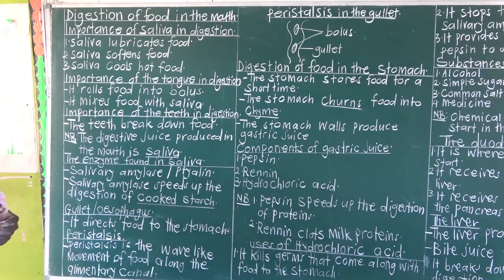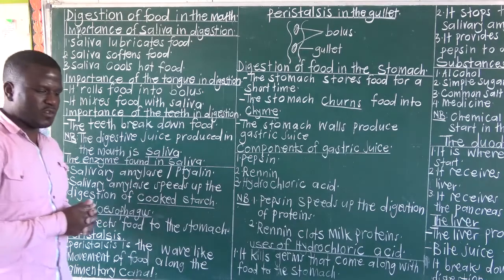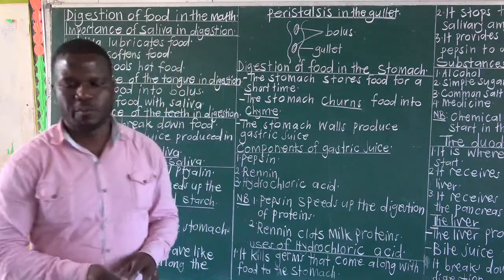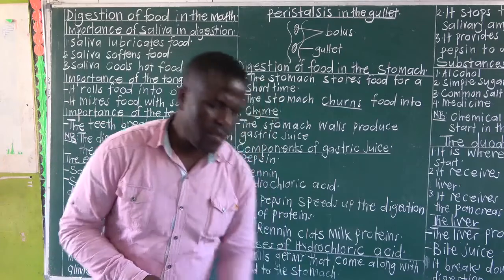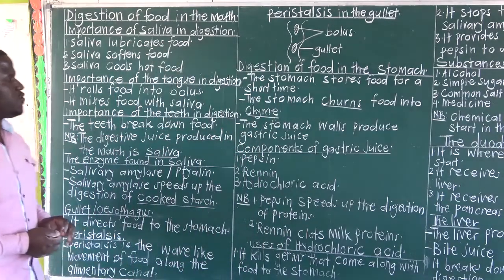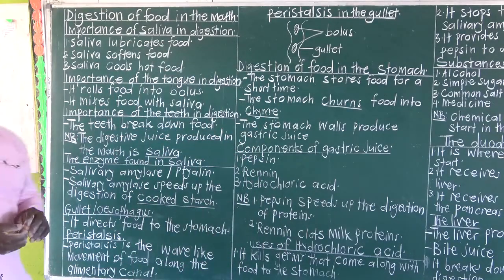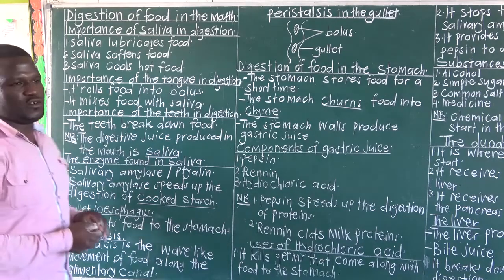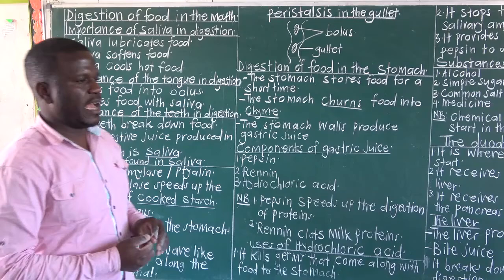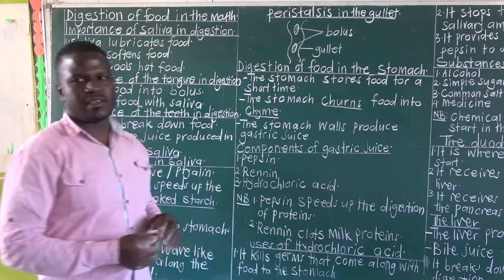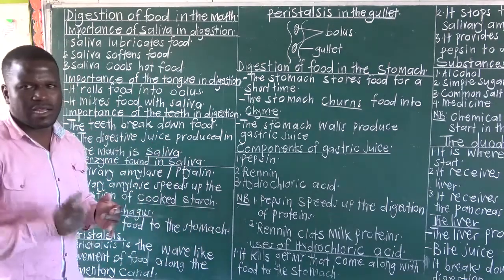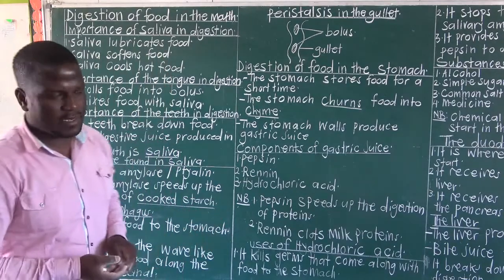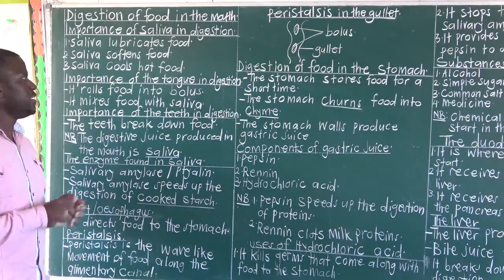In our previous lesson, we looked at what digestion is. We said digestion is a process by which food is broken down into smaller soluble particles, which can be absorbed into the bloodstream. We also looked at the alimentary canal, and we said the alimentary canal is a muscular tube that runs from the mouth to the anus. Then we also looked at parts of the alimentary canal. We said mouth, gullet, stomach, duodenum, ileum, colon, rectum, and anus are parts of the alimentary canal.